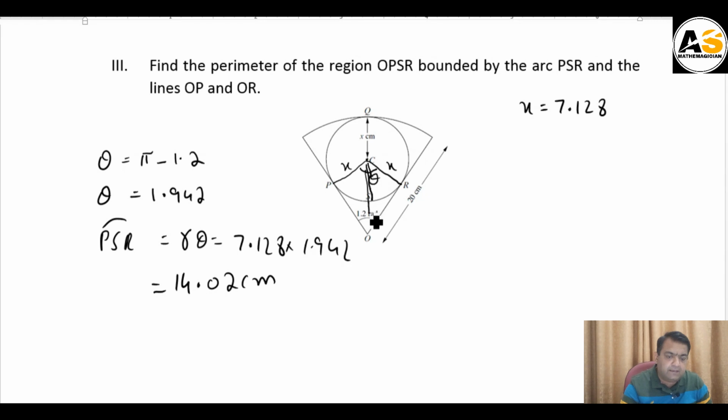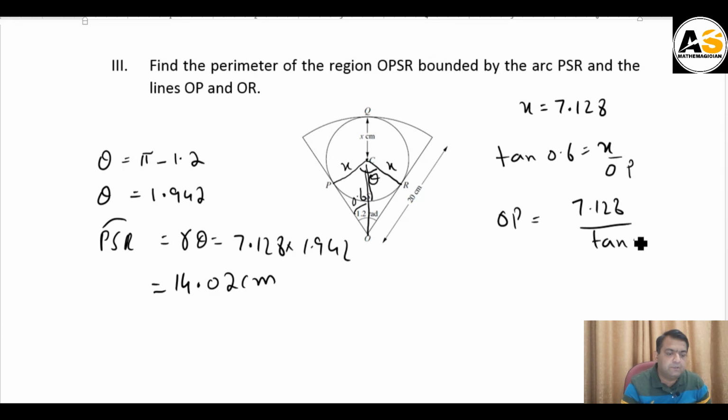And if I join this C with P, this angle is 0.6. So with the help of this, I can write tangent 0.6 is equal to x over OP, and OP hence is equal to x over tangent 0.6, which will be 10.55. This OP is 10.55. Similarly, OR is also 10.55.